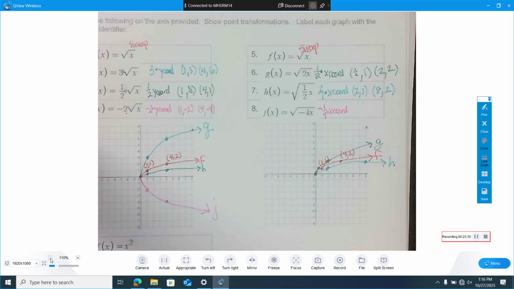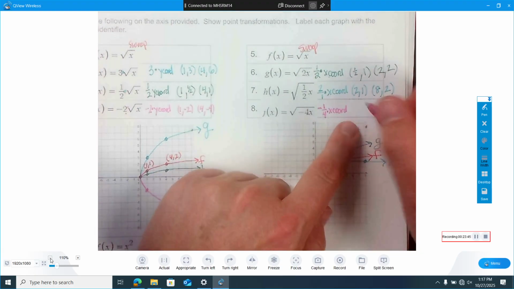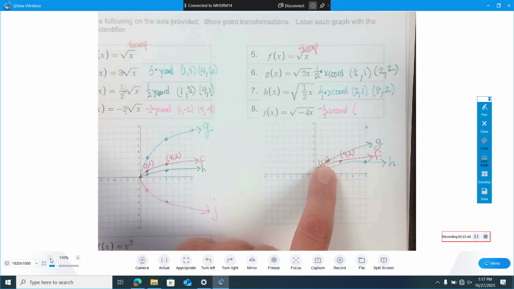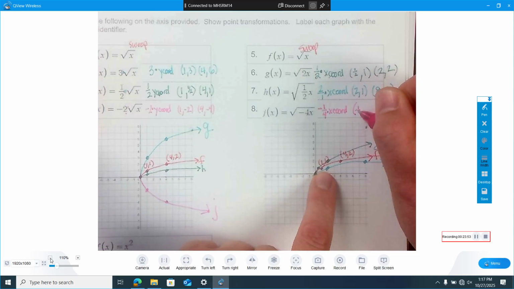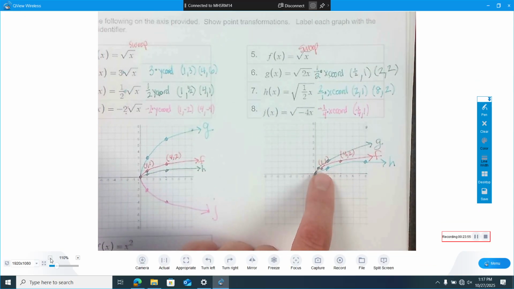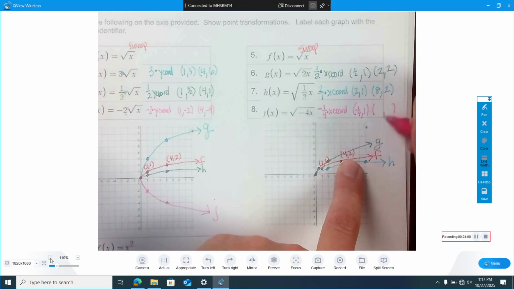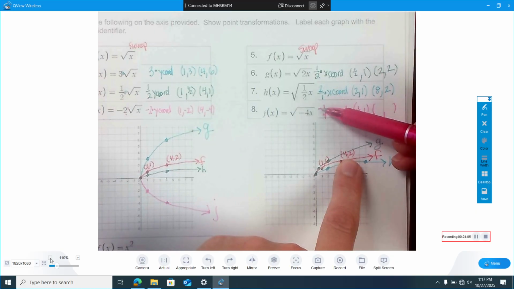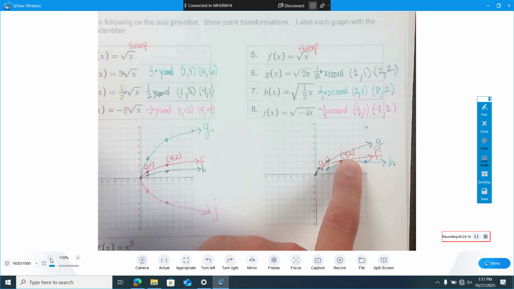We can take care of it all at once, which is kind of nice. So instead of multiplying by negative 4, we're dividing by negative 4, which is the same as multiplying by negative 1/4. So let's see. 1, 1 becomes negative 1/4, 1. That's very close to the axis. And then 4, 2 becomes negative 1. Yeah, 1/4 of 4 is just 1. So negative 1, the 2 stays the same.